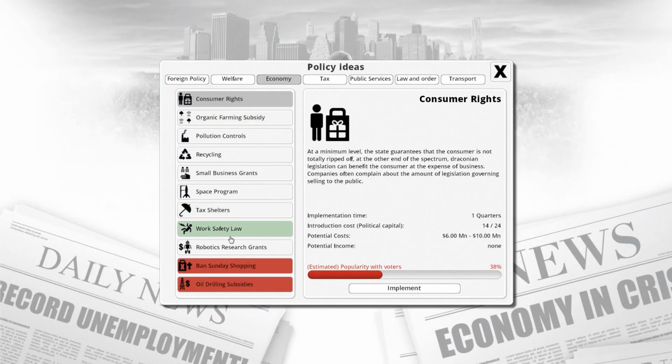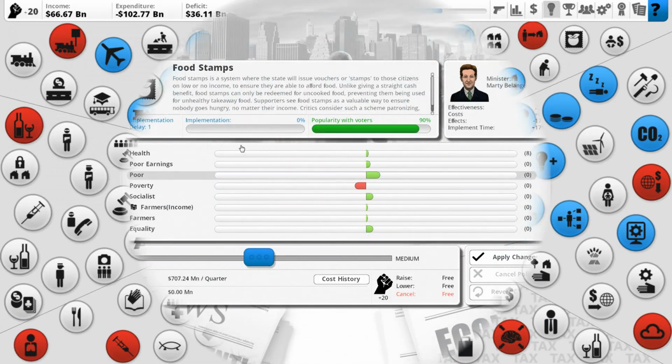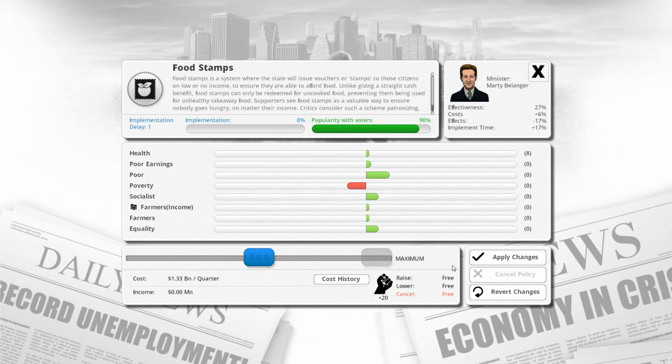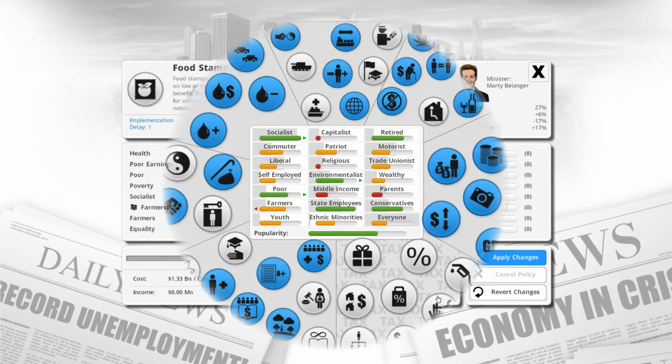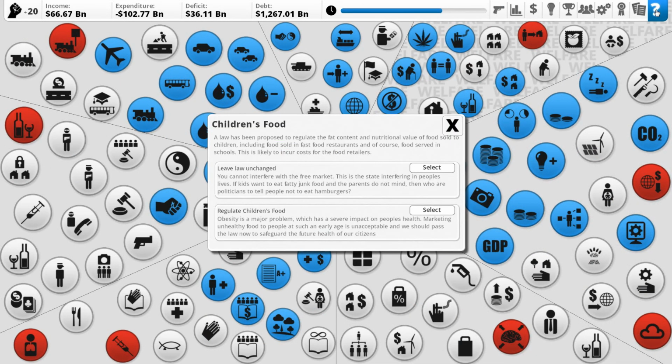And food stamps. Where was food stamps? There we go. Implement that. More poverty reduction. Wow, everybody likes food stamps, apparently. That's awesome. Even though it's going to cost us some money. Once the homelessness problem is solved, we can raise taxes.